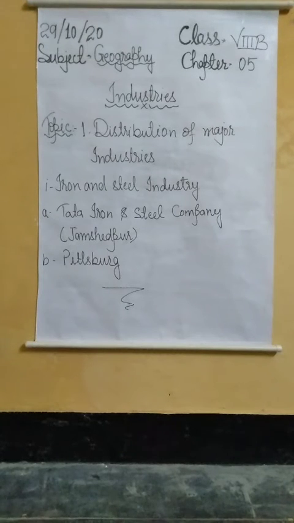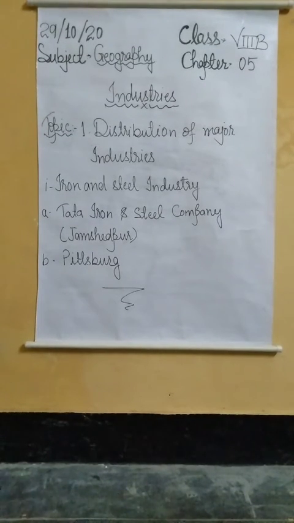TISCO, or Tata Iron and Steel Company, was started in 1907 at Sakchi, near the rivers Subarnarekha and Kharkhai in Jharkhand, because these two rivers were the major source of water supply and also for the production of hydropower or energy. Understood?